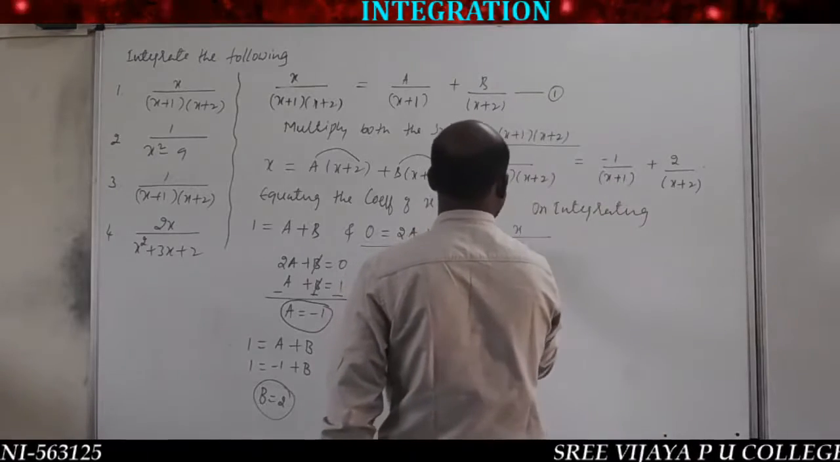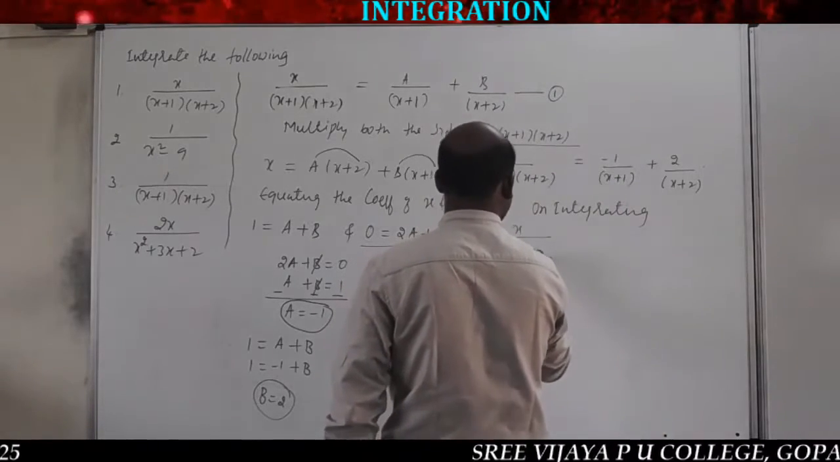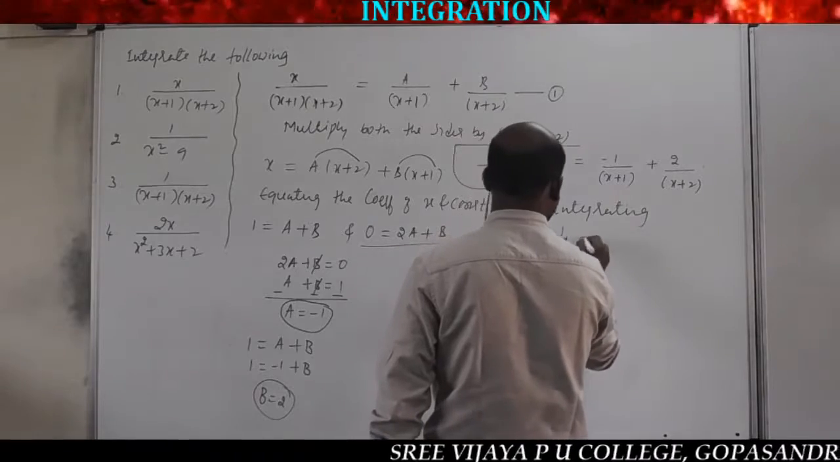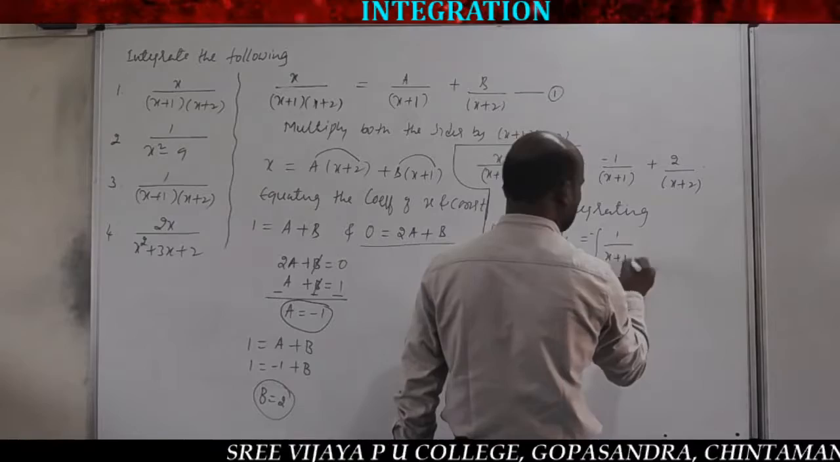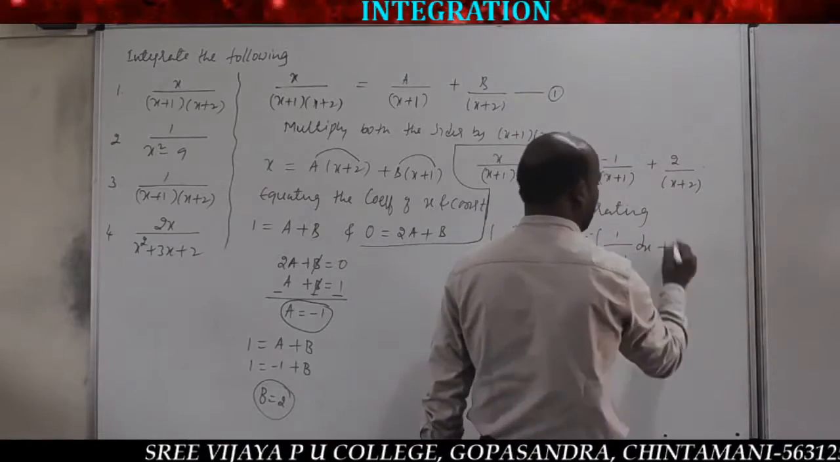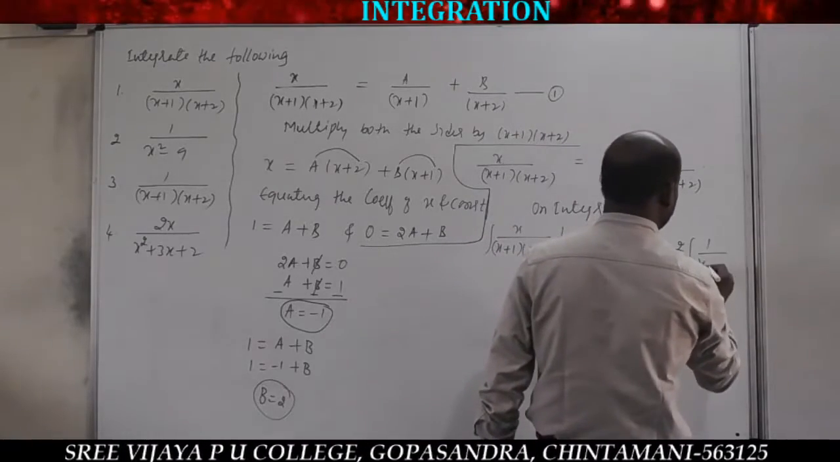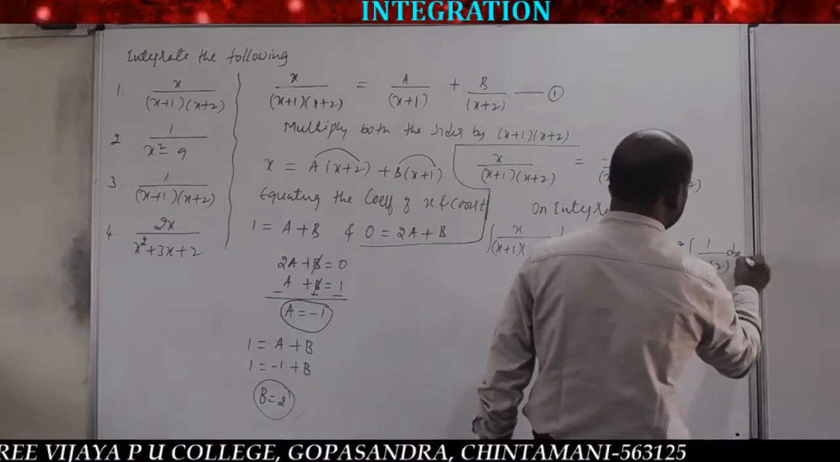integral of x by (x plus 1) into (x plus 2) with respect to x. Here keep the minus outside: 1 upon x plus 1 with respect to x. Here keep the 2 outside: integral of 1 upon x plus 2 with respect to x.